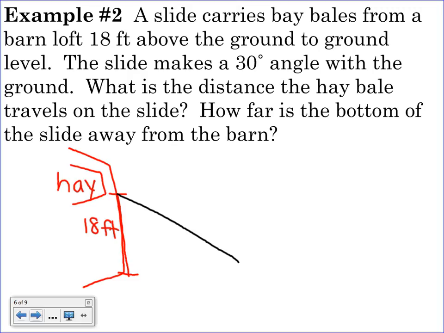So here's my ground. 30-degree angle means that this angle here is 30. Because between the slide and the ground, there's 30 degrees. Now, if this is 30 degrees, what letter would represent my side 18 feet? What side is across from the smallest angle? Because this would be 60, wherever any building hits the ground, there's a 60-degree angle, which means 180 degrees, this would have to be a 60-degree angle here.